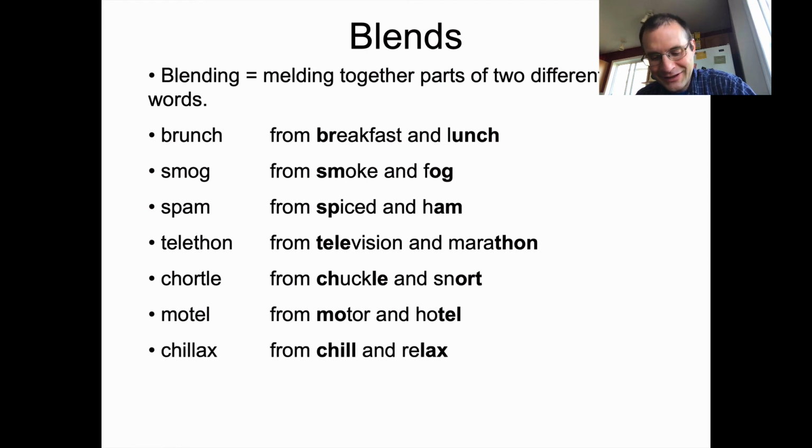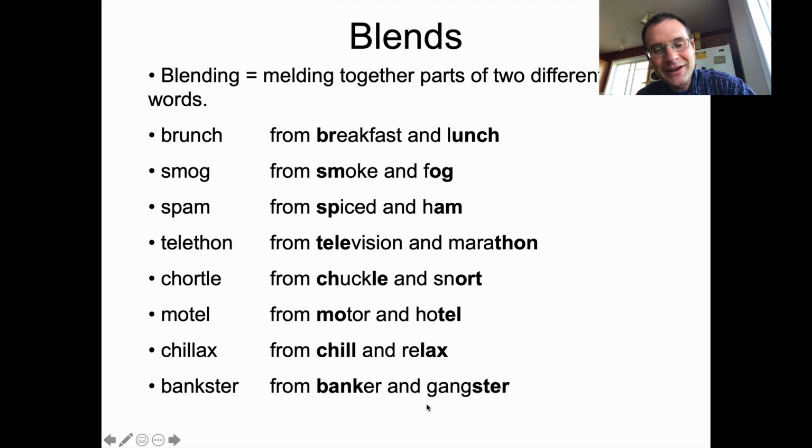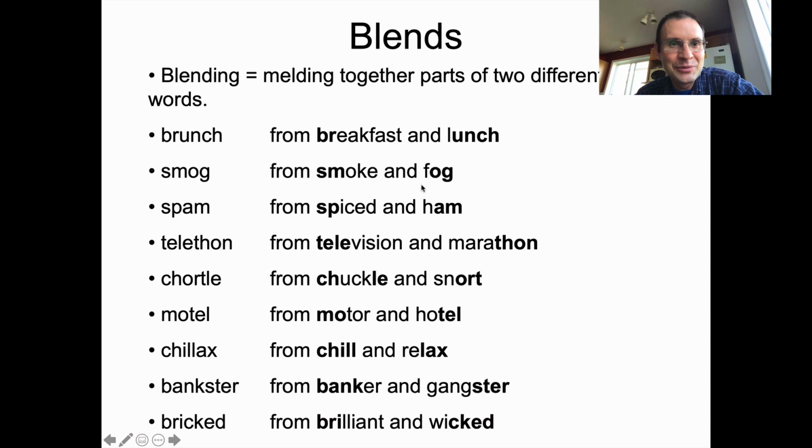Chillax, I used to use as an example as a neologism in this class, a new word formation. I haven't heard anybody use chillax for a while, but it eventually came from chill and relax. So bankster is one I got from a student who said it's a combination of a banker and a gangster. And this is kind of something that came up during the financial crash at the end of the 2000s. Sort of bankers who were up to no good. I kind of like that one. Another one I got from a student is bricked, which is a combination of brilliant and wicked. So I guess this is super awesome, as we might have said back in my day. And it's a pretty cool word too, a bricked word.